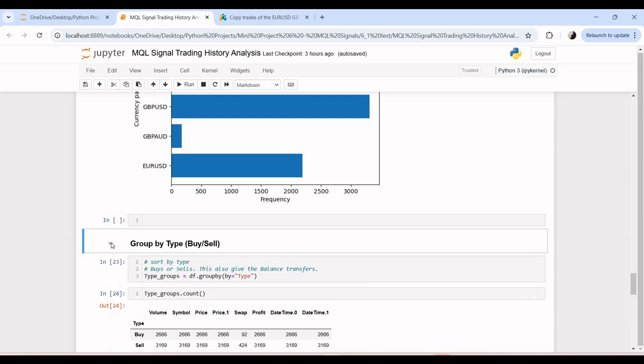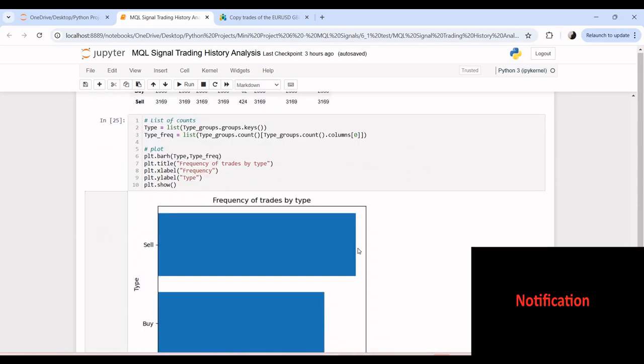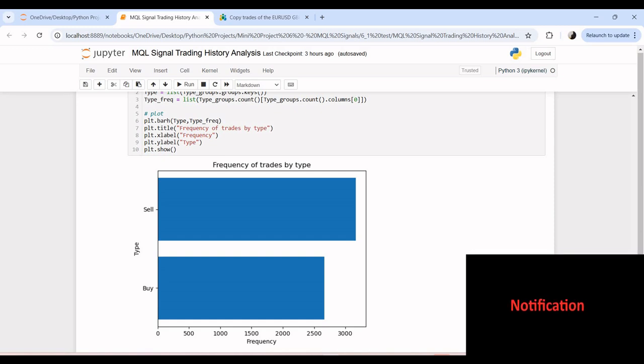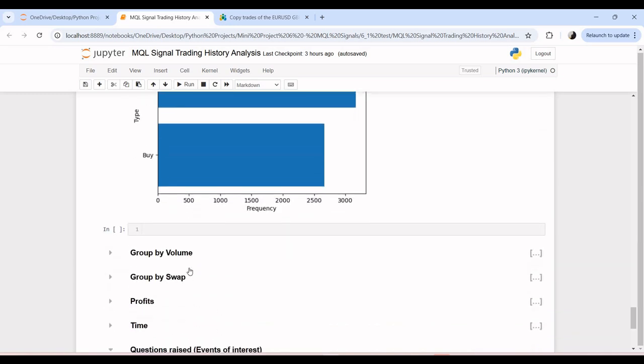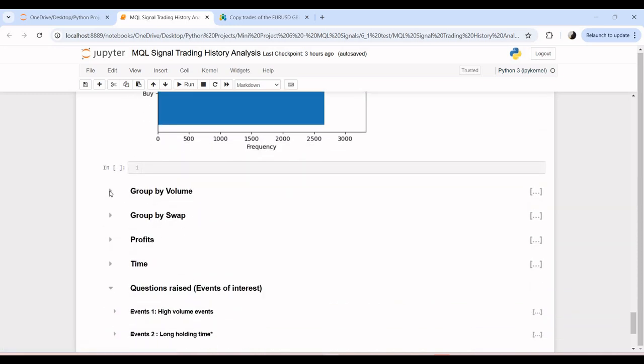Grouping by the buy-sell type, we see that more sells have been executed than buys, but this is not very significant because a very significant number of buys have been executed, so I wouldn't consider this to mean that the account is biased towards selling. It's not a sell only or single omnidirectional sort of strategy, at least not with this ratio. I wouldn't say that. So no bias in terms of buying and selling.